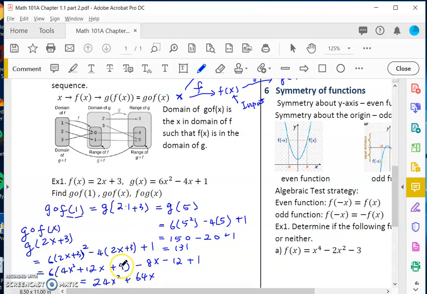What about numbers? So I have 54 minus 12 plus 1. That is 43. So that is g of f of x. So f of g of x, maybe we'll do it in class. Okay, there's not enough space here.